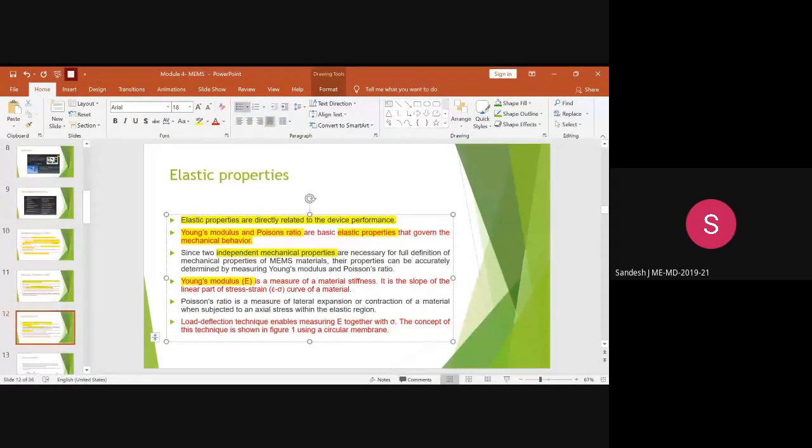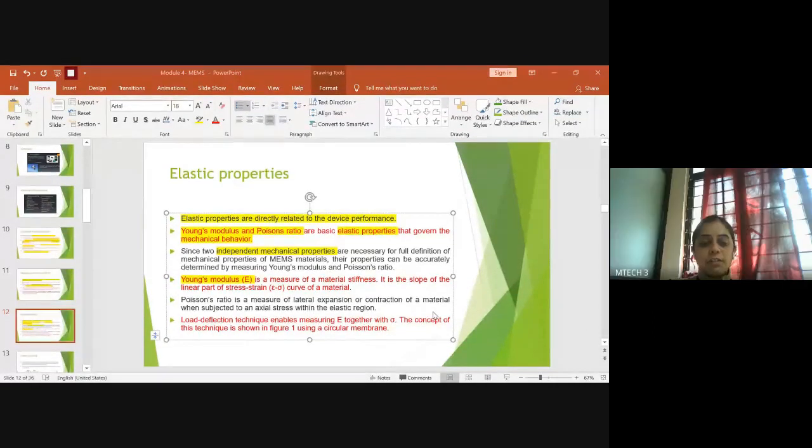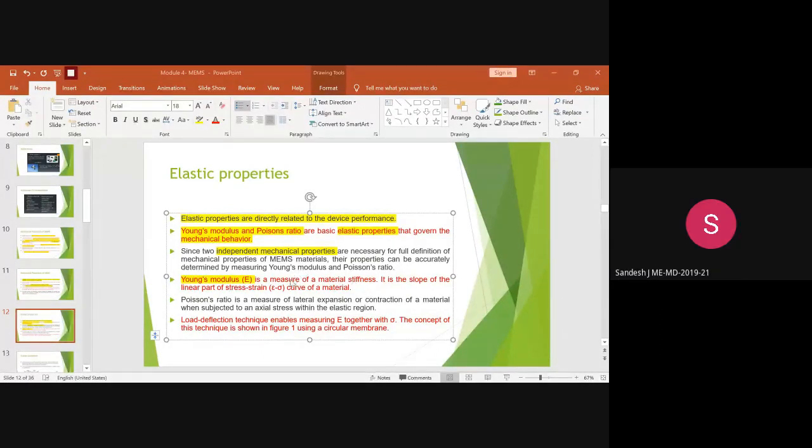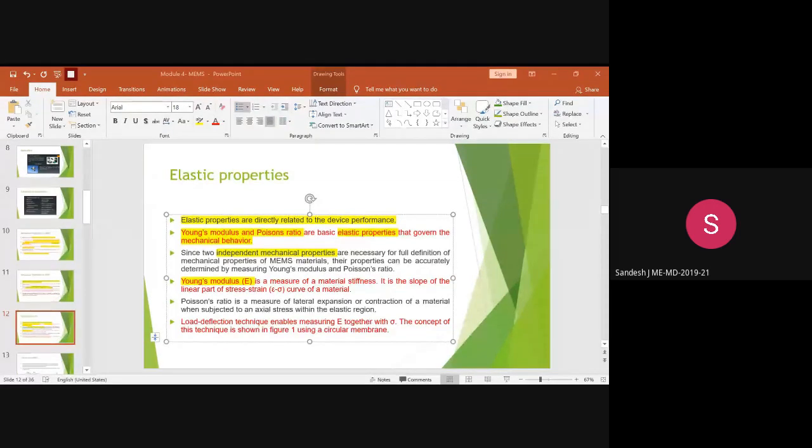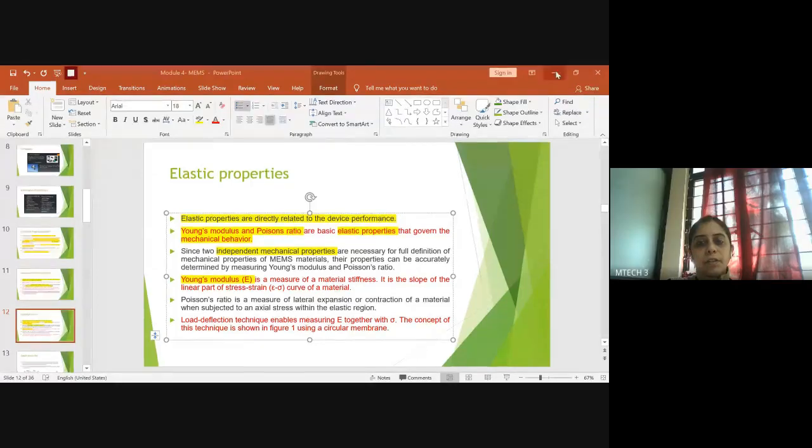Change in length. Louder. Change in length, ma'am. Hello. You're not audible. Danush, you're there? Yes, ma'am. How do you define Young's modulus?